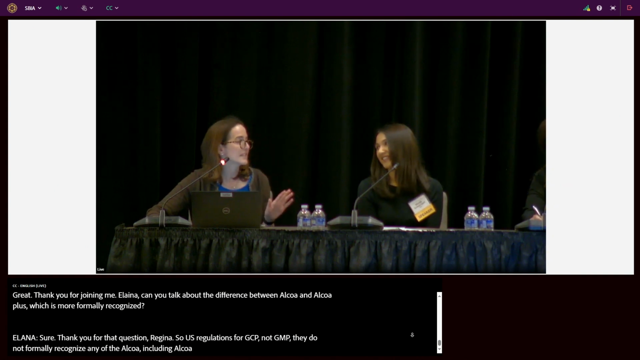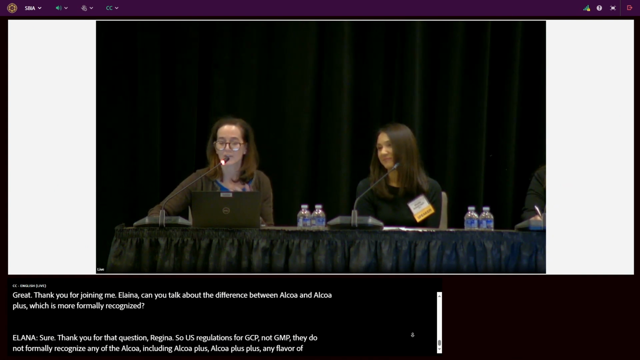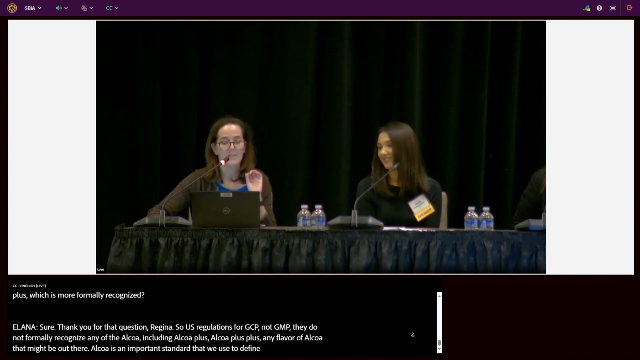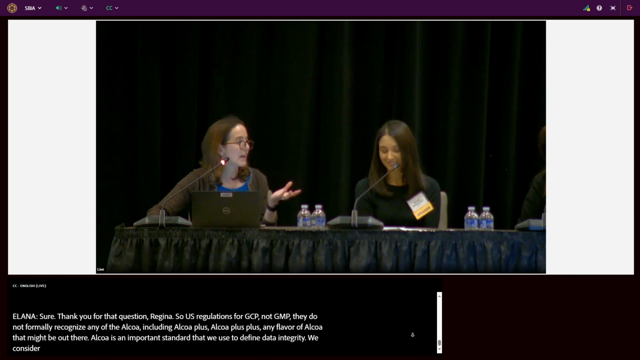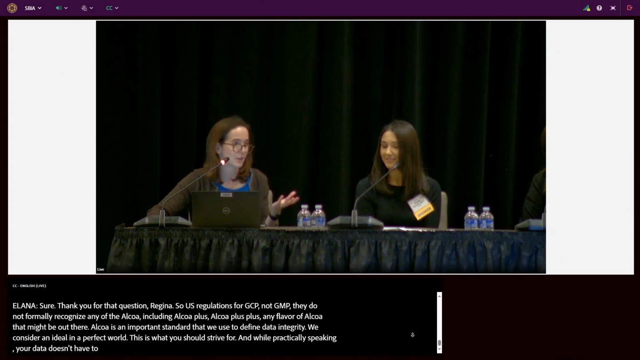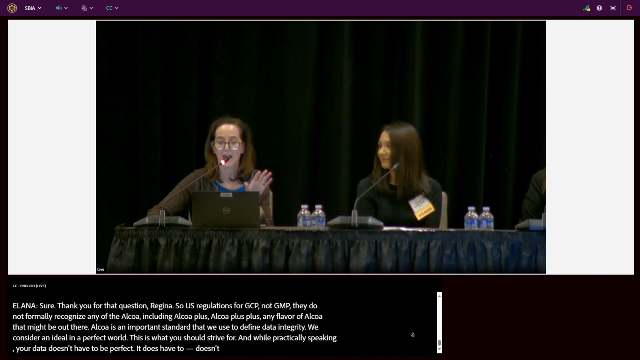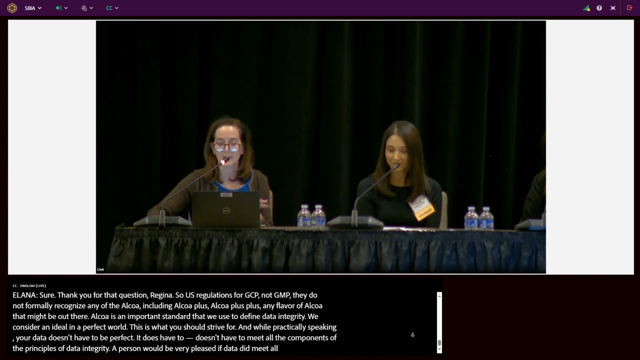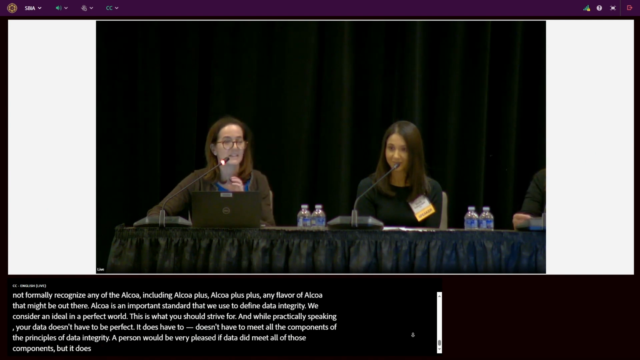ALCOA is an important standard that we use to define data integrity. We consider it an ideal. In a perfect world, this is what you should strive for. While ideal, practically speaking, your data does not have to be perfect. It doesn't have to meet all the components of the principles of data integrity. Of course, we would be very pleased if data did meet all of those components, but it does not have to. In the end, the important thing is that the data is fit for purpose and of sufficient quality to support regulatory decision-making.